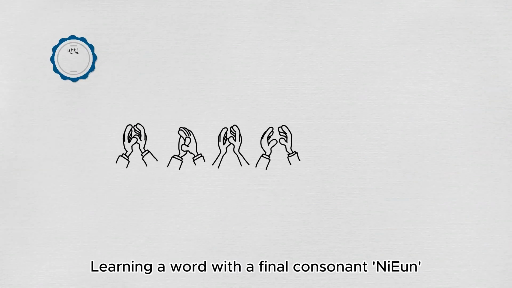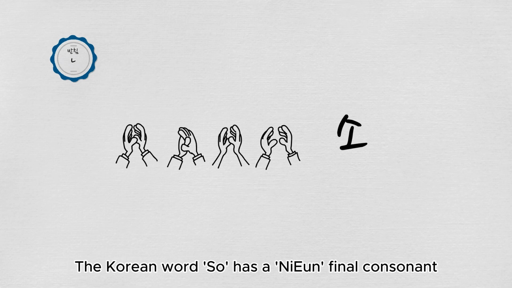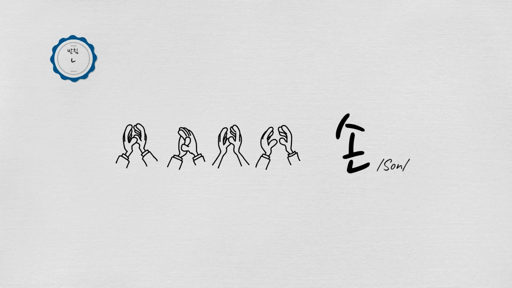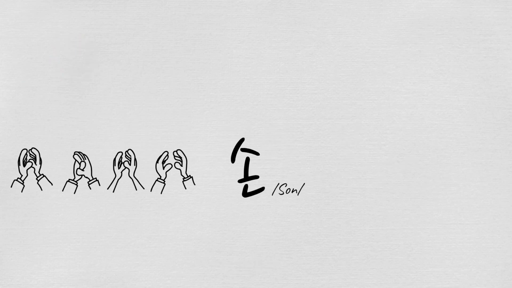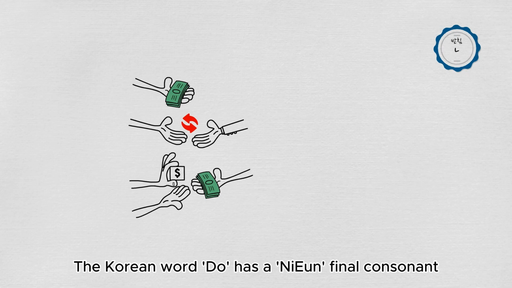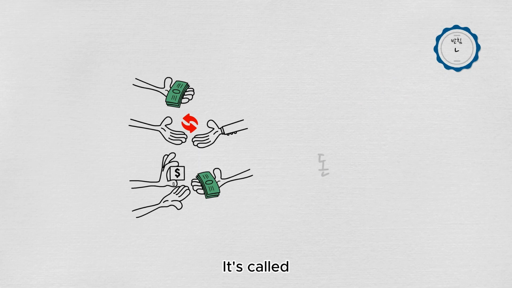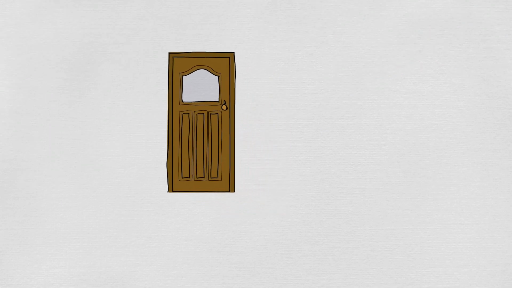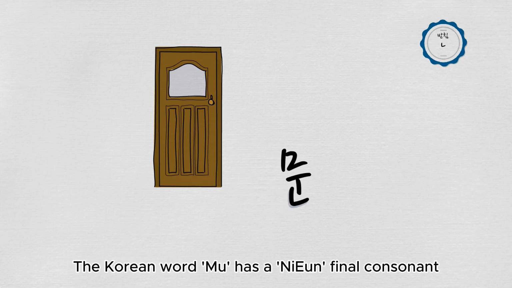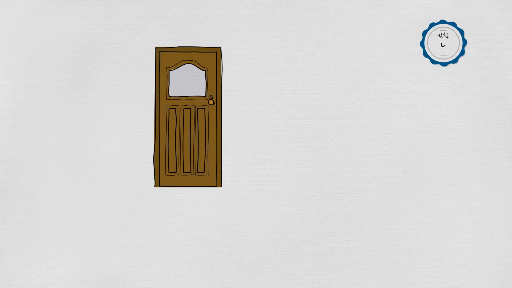Learning a word with a final consonant 니은. The Korean word 소 has a 니은 final consonant. It's called 손, hand. 손. The Korean word 도 has a 니은 final consonant. It's called 돈, money. 돈. The Korean word 무 has a 니은 final consonant. It's called 문, door. 문.